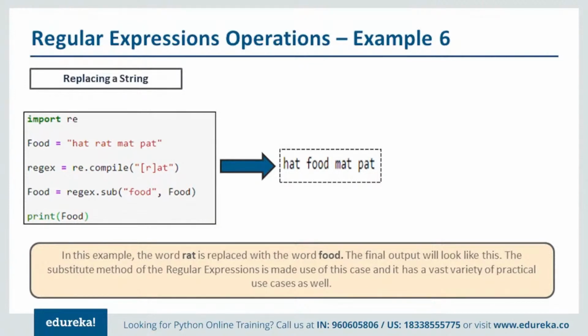Then we can use the substitute function, where we can say that I want to replace this whole string rat with food. There is only one occurrence of rat here, but if there were multiple occurrences, all of them would be replaced with food. In the final output you will see rat being replaced with food. So this is how substitute works in this one.